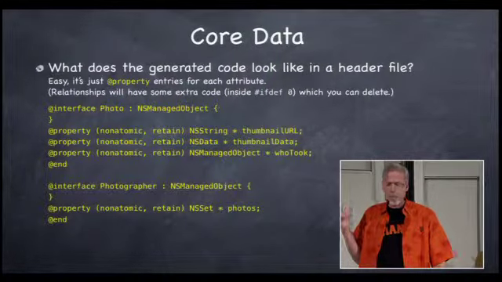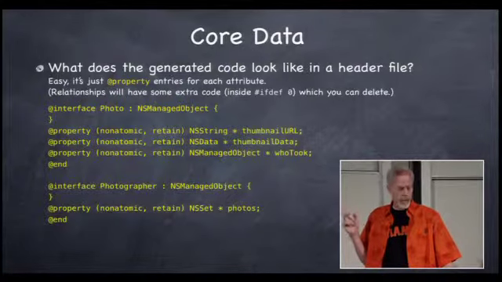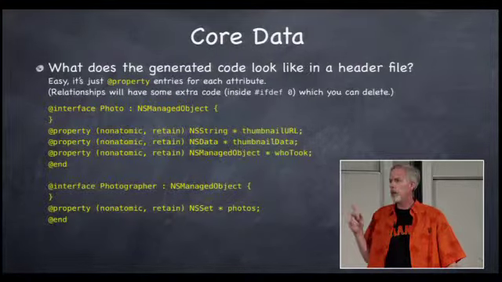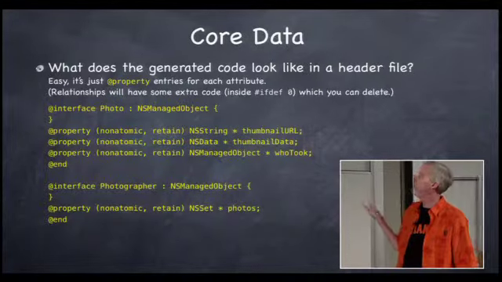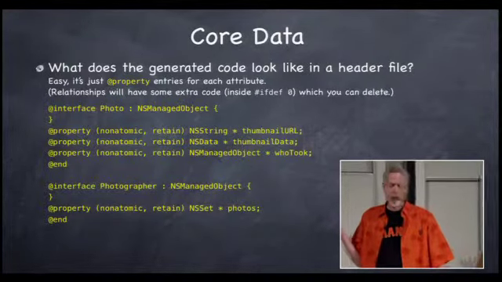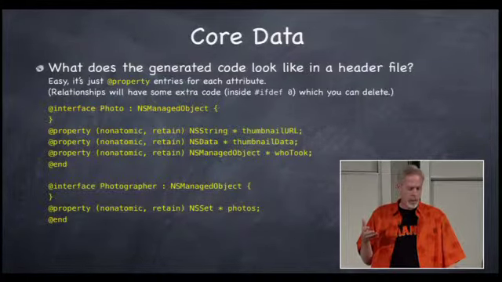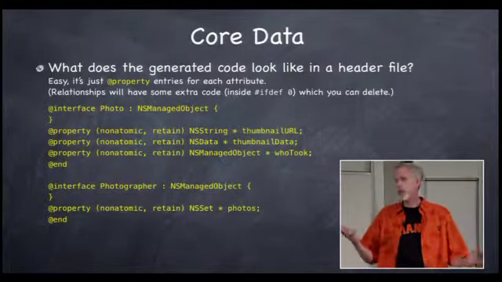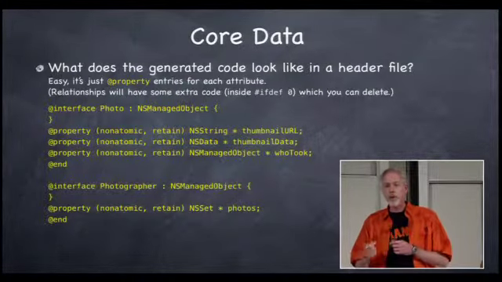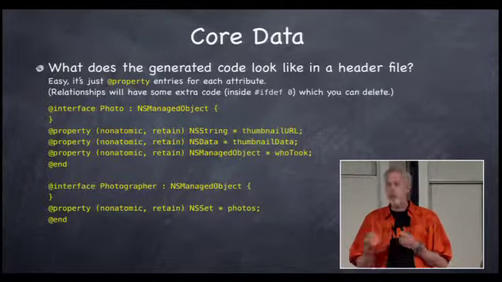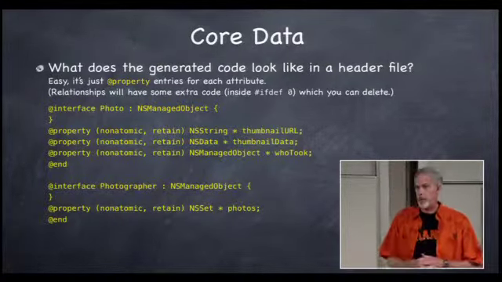You can see that mostly what gets put in there is just @property (retain) for each of the things in my data model. The type of each is appropriate to what kind of object it is. Our thumbnail URL was a string, so it's an NSString. Thumbnail data was binary data, so it gets NSData. And then whoTook is a photographer, a relationship to a photographer, so that's just going to be an NSManagedObject, which is a Photographer custom subclass in our case.